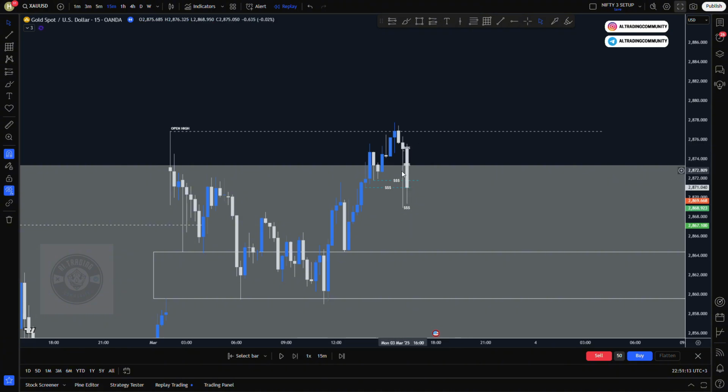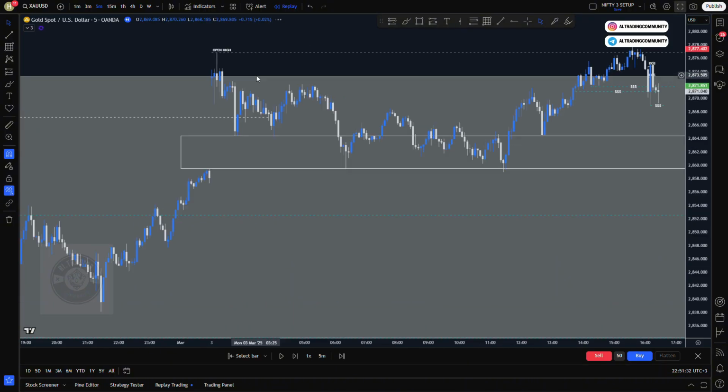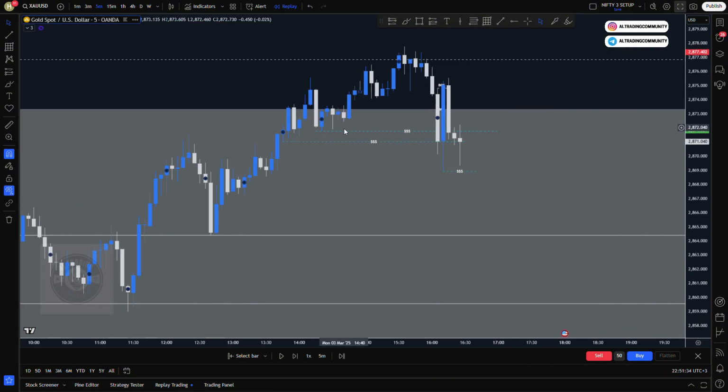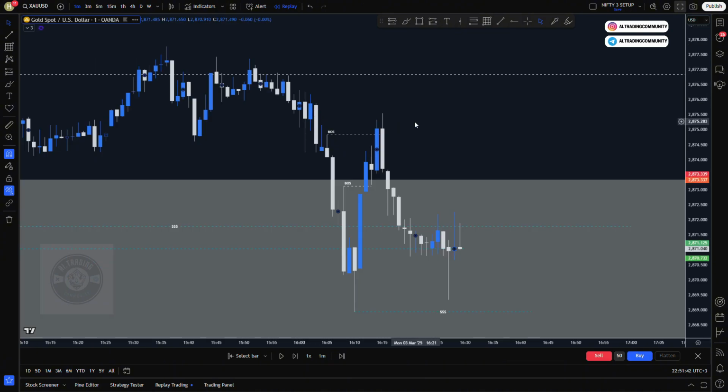After this candle formation, the market took liquidity below all of this area, trapping the early buyers, trapping the people who put their stop loss really tight. On the 5-minute, this is how it looks. The market took liquidity from all of this area. Then I went to the 1-minute chart to understand a proper break of structure.